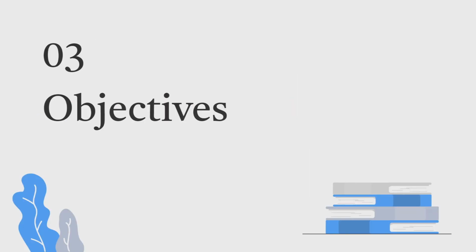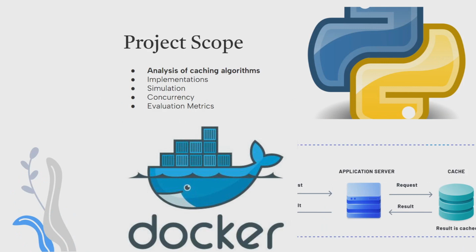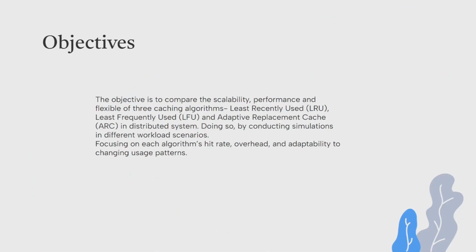And I'm going to talk about some of the objectives. Our project scope is analyzing some of the different caching algorithms. We're also going to be implementing them and running simulations, and we're going to be dealing with concurrency. And we're going to use evaluation metrics to measure the performance. Our objective is to compare the scalability, performance, and flexibility of the different algorithms such as LRU, LFU, and ARC.